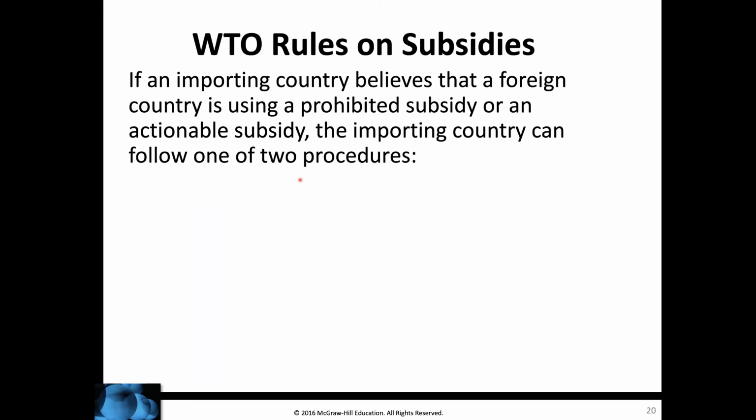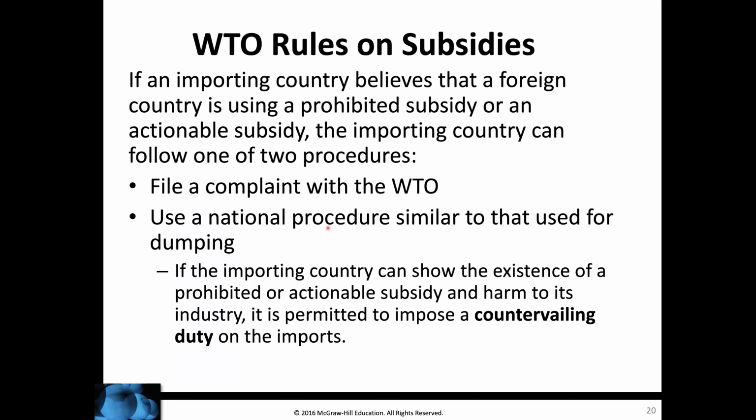So if an importing country believes that a foreign country is using a prohibited subsidy or an actionable subsidy, the importing country can follow one of two procedures. They can file a complaint with the WTO.